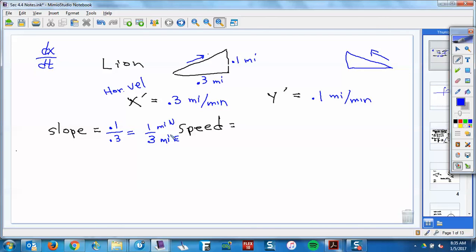So we've got to understand that when we do slope, yes, it's a rate of change, but it isn't necessarily a speed, right? Yes, the lion is traveling 1/3 mile north for every mile east, so that is a rate, but it's not a speed, right? We want miles per minute. Someone said we take the distance divided by the time. So how do we get the distance? That's what I was getting at. How far does the lion actually go in that minute?